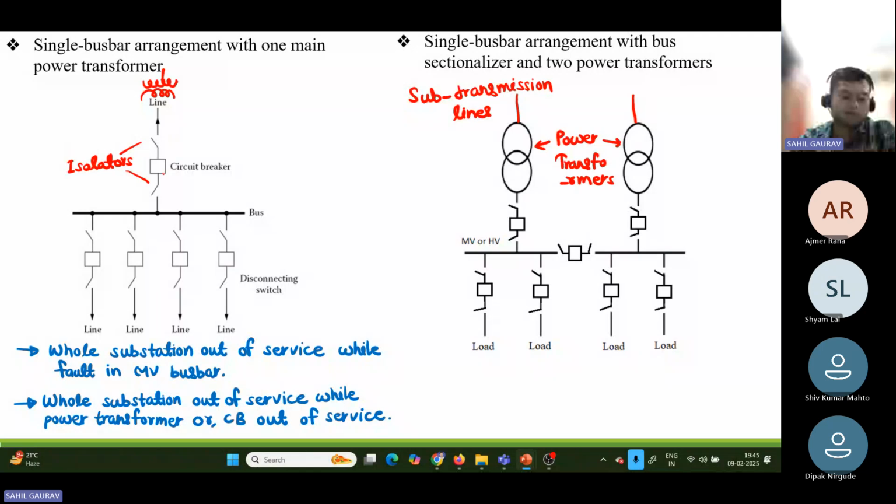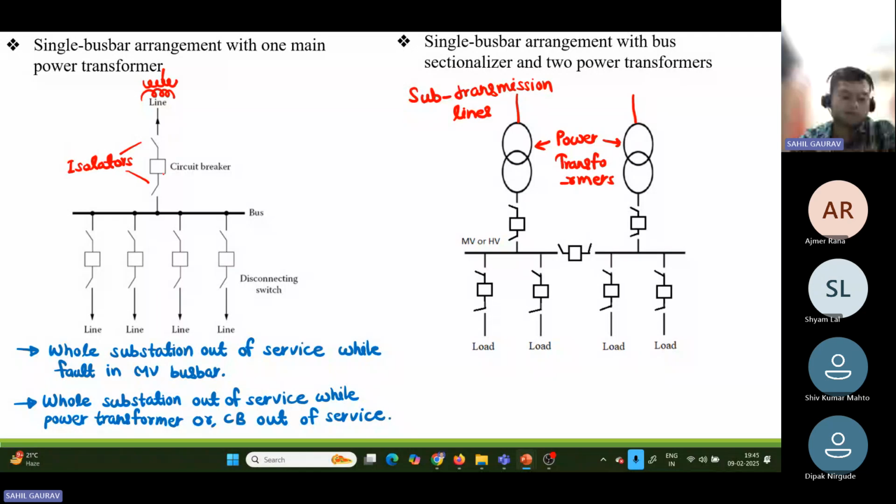Here, if you see this, we have three circuit breakers for two feeders, like this circuit breaker, this one, and this one. So there are three circuit breakers for two feeders. That means for one feeder there are 1.5 circuit breakers. That's why its name is breaker and a half scheme, because for one feeder we are using 1.5 circuit breakers. So these are all for bus bar arrangement.